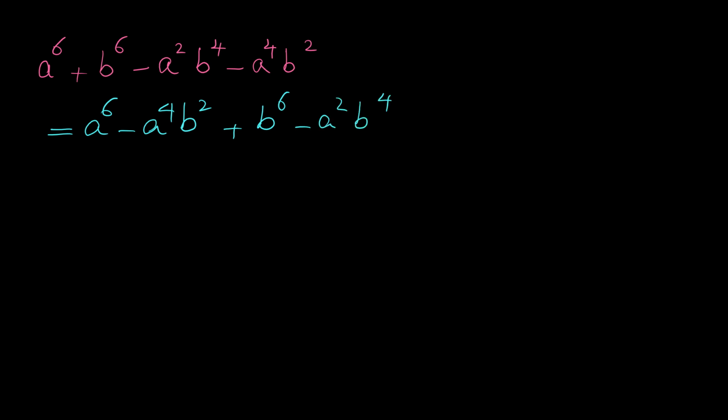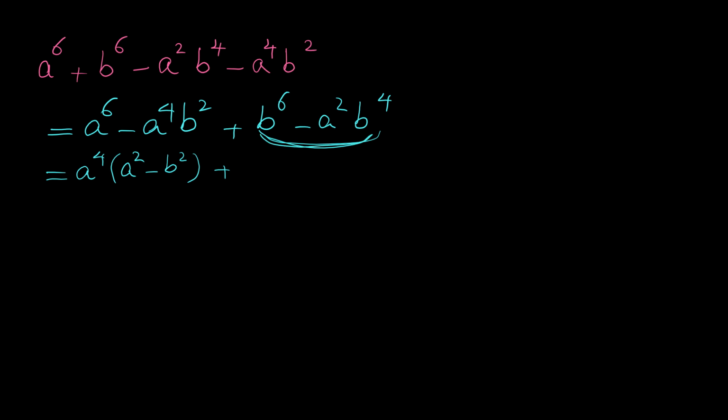So we did basically nothing so far. We just moved this term from here to here. And we can of course do this. This is the same expression as before. Now we consider these two as a group. What is the common factor between a to the 6 and a^4 b^2? a^4. So we factor a^4 from them. So we have a^4 times (a^2 minus b^2).